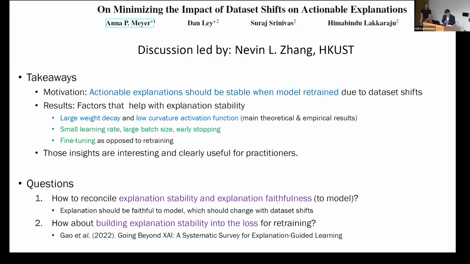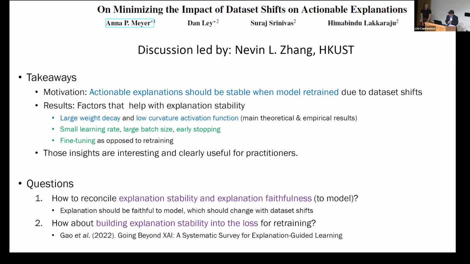The first question is more kind of general. Explanation should be faithful to the model, right? Because it's supposed to help people understand the model, but the model will change when your data change. But now you want explanation not to change according to the data change. So that's somewhat of a contradiction at the conceptual level.